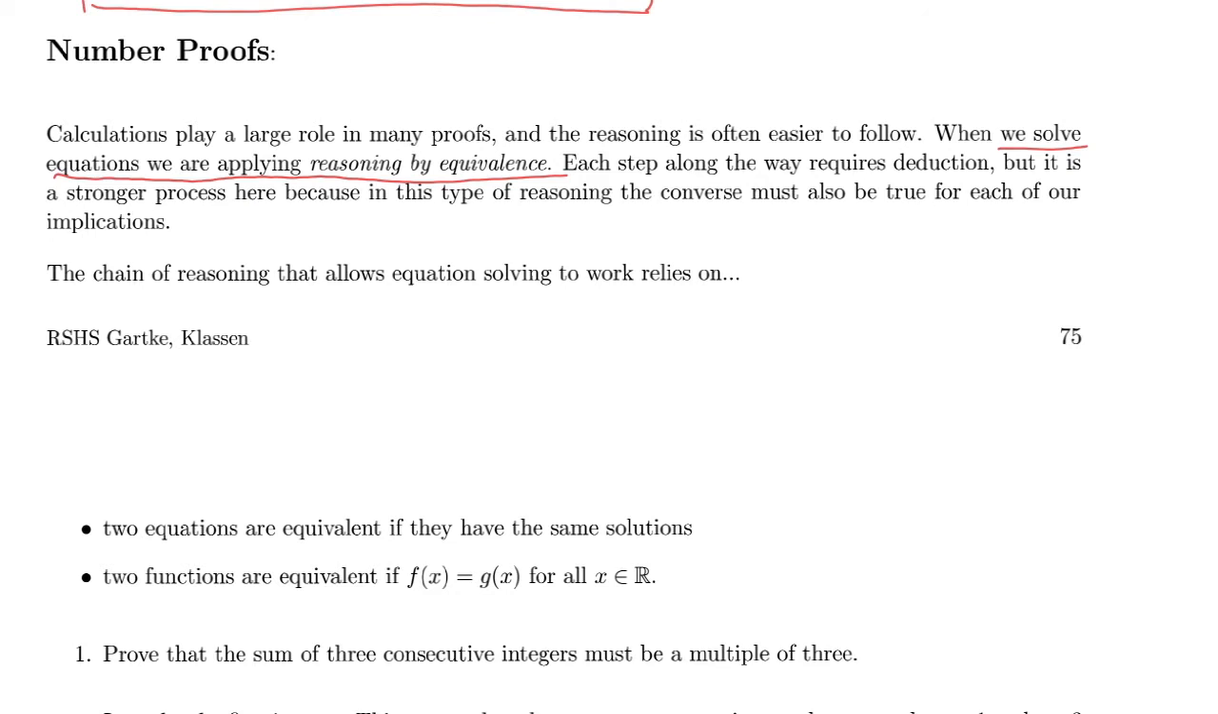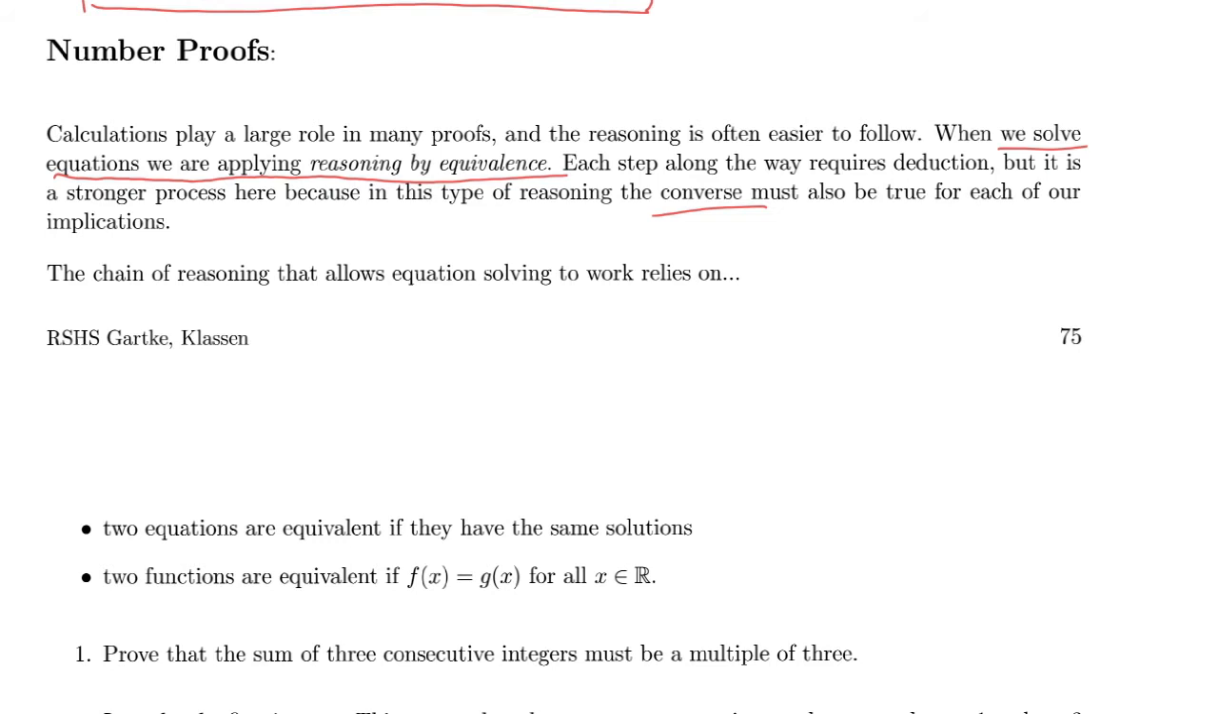So each step along the way requires deduction, but it is a stronger process here, because in this type of reasoning the converse must also be true for each of our implications. In other words, we've got this forward and backward sort of thing. The rules that we apply can be done and undone. I can multiply, or I can divide and undo that multiplication. I can add or subtract to undo that. And that allows us to move quite confidently through some of these proofs, and in a lot of cases, because you're already really familiar with those steps.